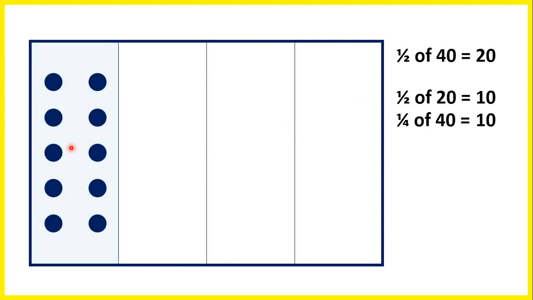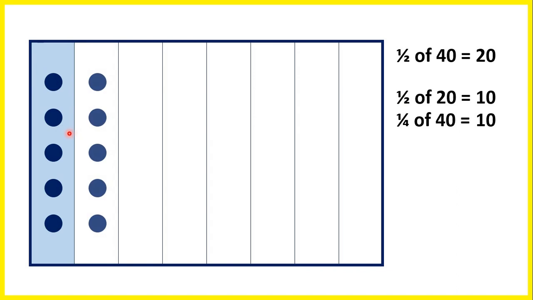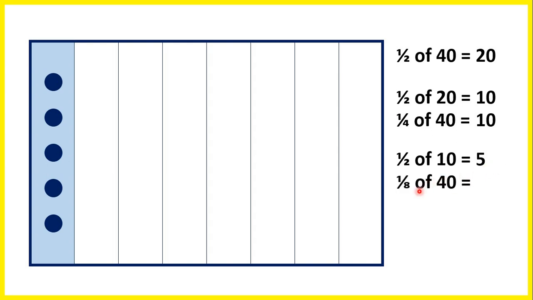So now let's look at these 10 circles. If we split them in half again, we now have 5. So half of 10 is 5. That means 1/8 of 40 is also 5, because if you look at how much of our fraction bar is shaded, we've got 1 part out of 8. So we can find 1/8 by halving, halving again, and then halving again.